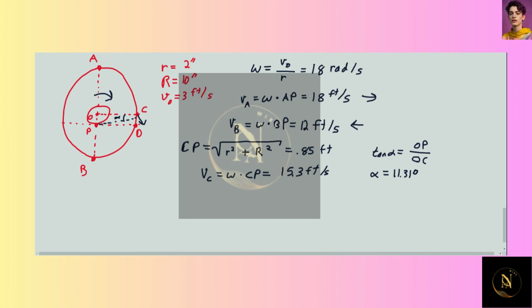Well, VD, we do something very similar. Here, the only difference, let me resketch this triangle. We now have this distance OD is our 10 inches. We have the distance OP is 2 inches. And then PD is the distance we're looking for here.